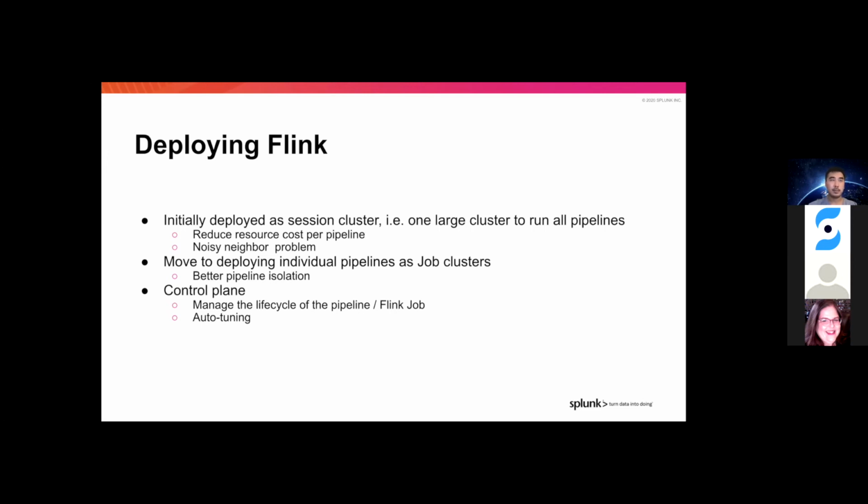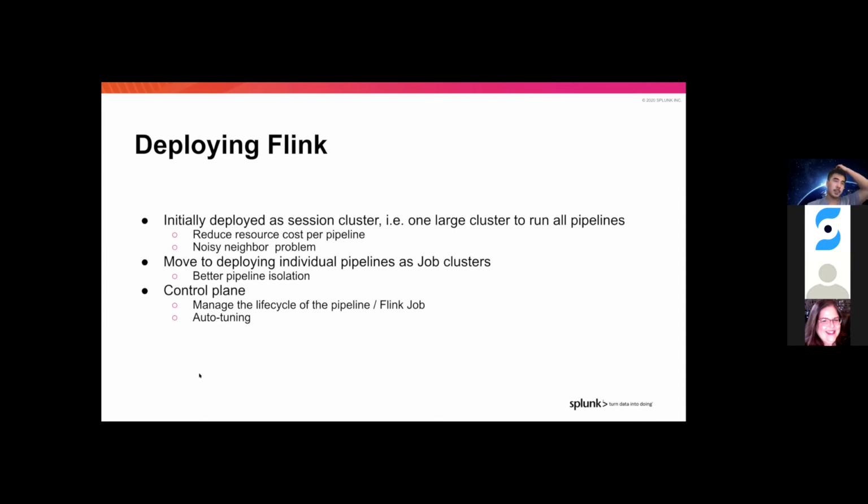So we've moved our deployment model for Flink to using job clusters. So each individual pipeline is a cluster itself. This allows us to have better pipeline isolation and better resource guarantees for each individual pipeline, and allows us to be better at reproducing the performance of a pipeline given a set of configurations. So we definitely moved to deploying pipelines using job clusters in SPS.